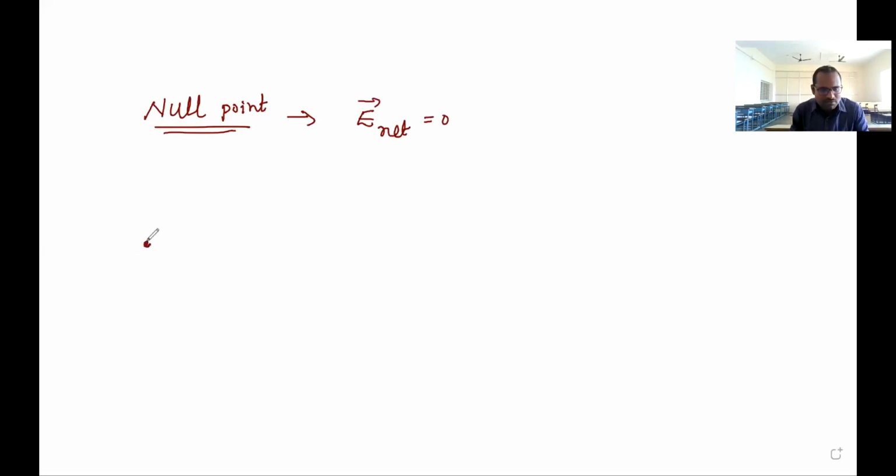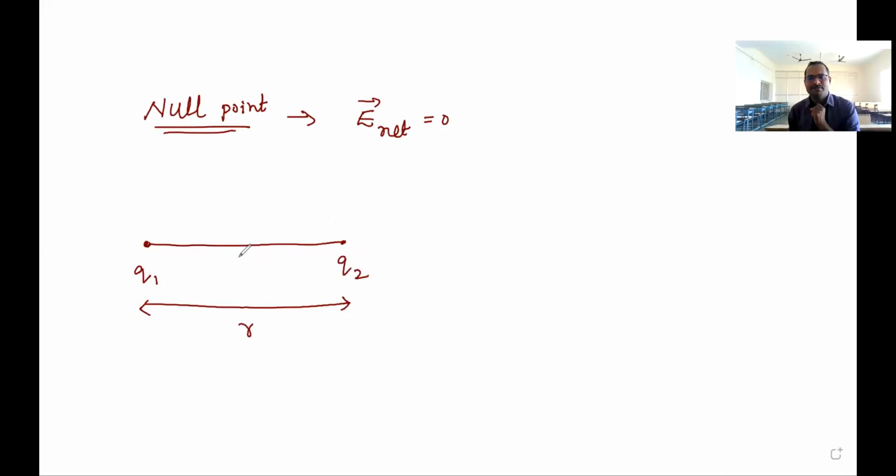Let us start again. So today in this class we are going to discuss the null point. Null point is nothing but a point where the net electric field is zero. Clear? Now let us suppose two charges are there, Q1 and Q2, and these two charges are separated by some distance, let us suppose r. Now at what point between these two charges will the net electric field be zero?